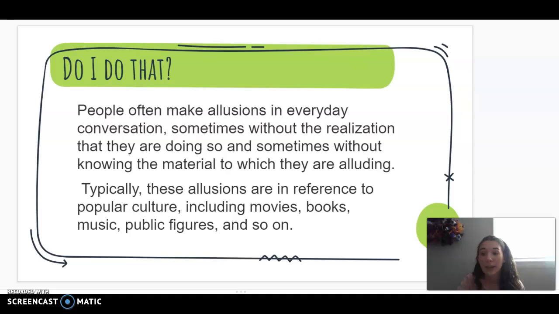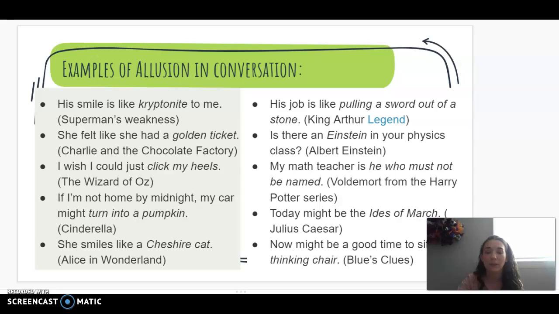The examples that I have of allusion, you may not say in your everyday conversation, but I'm sure you have heard of them before. His smile is like kryptonite to me, from Superman. She felt like she had a golden ticket, from Charlie and the Chocolate Factory. I wish I could just click my heels, The Wizard of Oz. If I'm not home by midnight, my car might turn into a pumpkin, Cinderella. She smiles like a Cheshire cat, Alice in Wonderland.